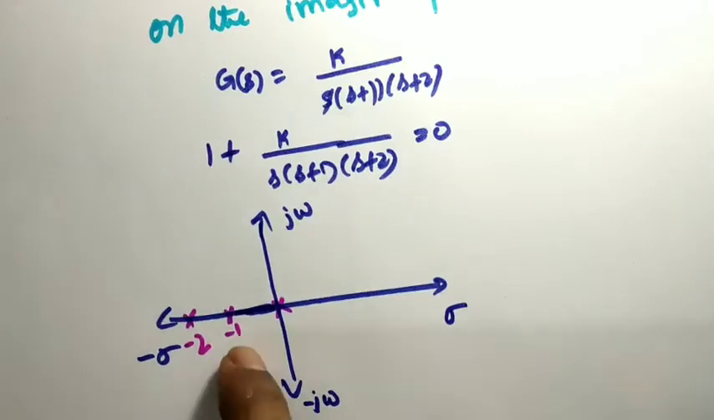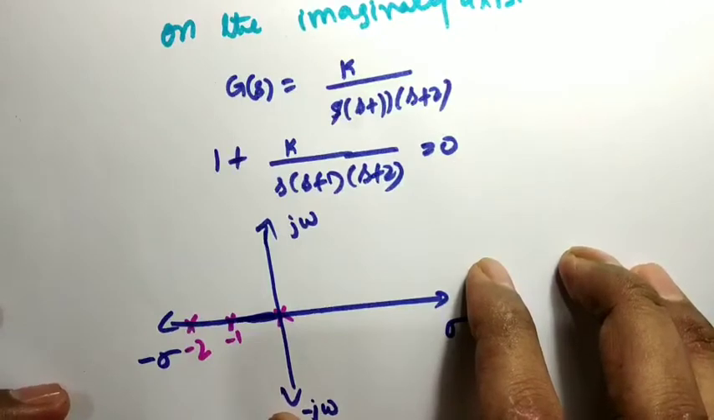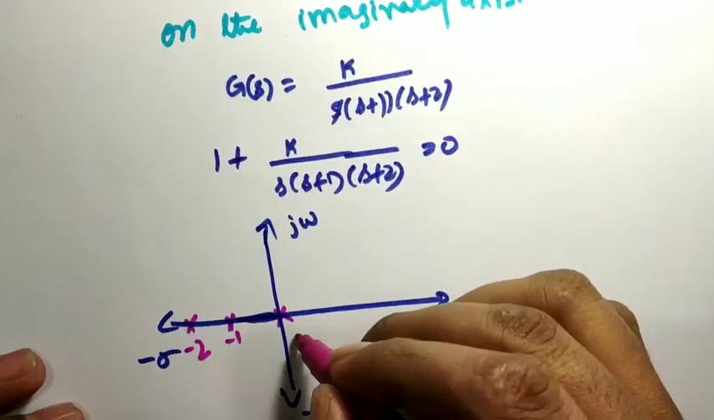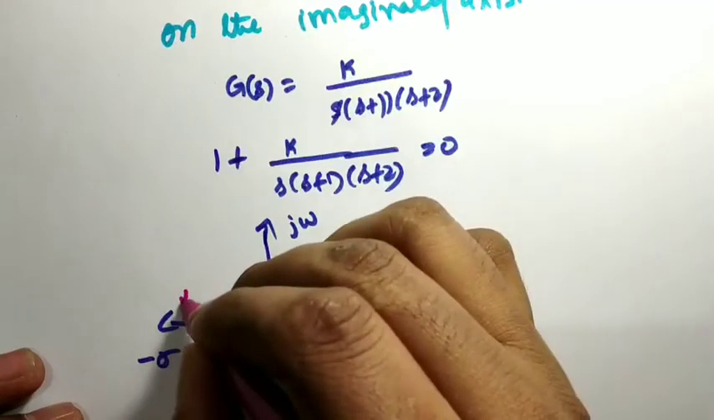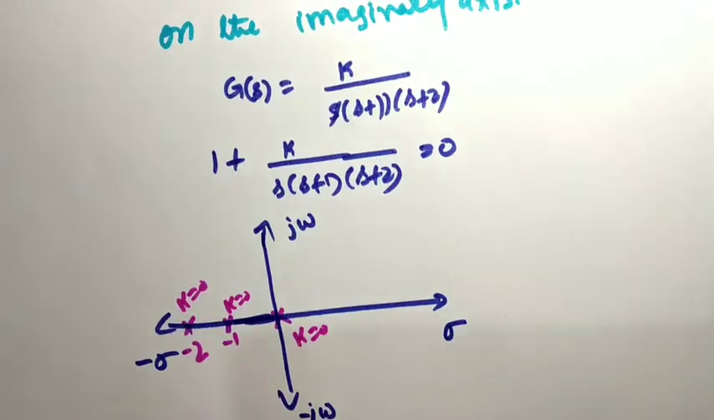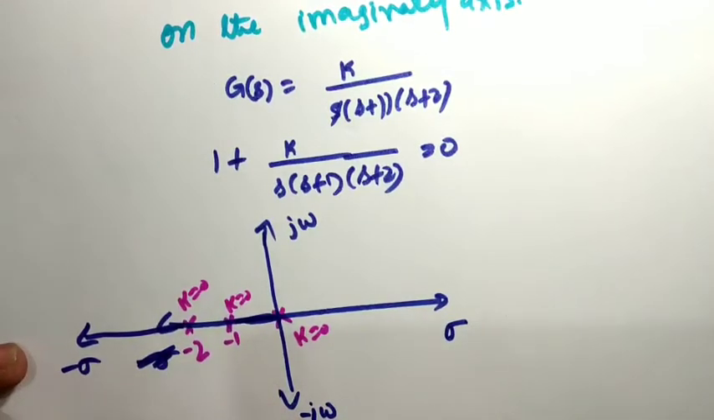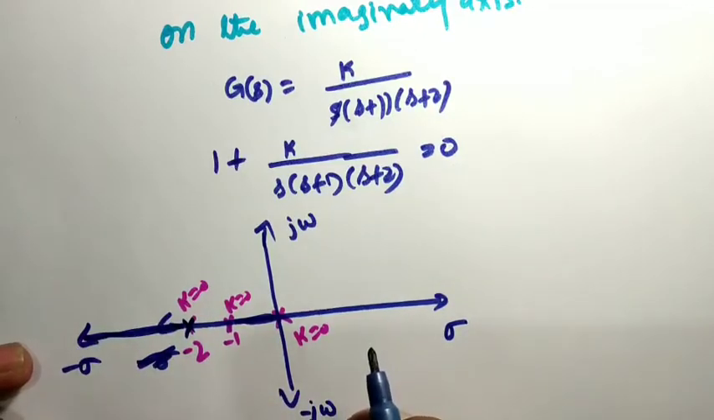So what is the angle of departure? Is there an angle of departure? Here there is no angle of departure. So here you have to find, as the k value increases, what happens? Here k is equal to 0, and here k is equal to 0, right? And by checking the test point, this also will fall under the root locus. So this entire path belongs to the root locus, okay.